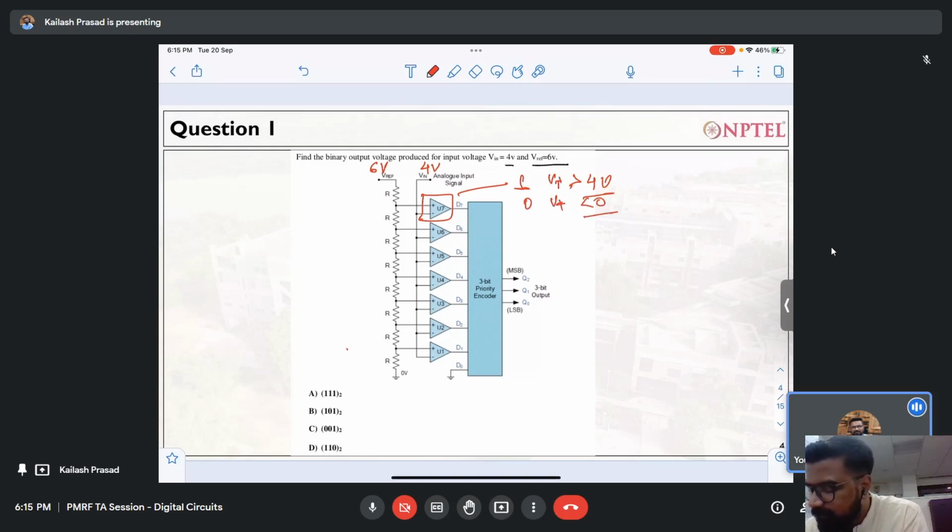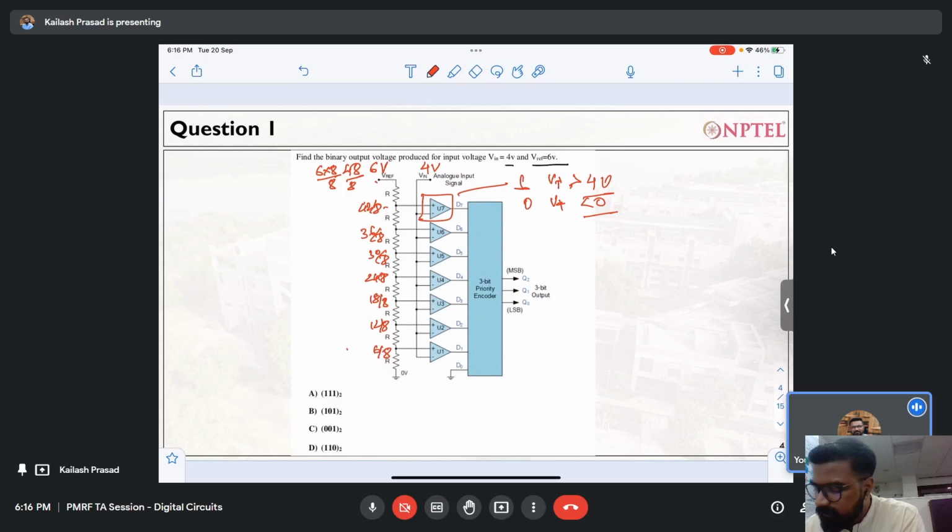Now what I have done is I have calculated the voltage over each node. This voltage I can represent as 6 into 8 by 8, because this will be 6 only, so I can write 48 by 8. For every other resistor divider, it will be one resistor lesser, so the voltage will drop like that. So this is 48 by 8, here it will be 42 by 8, similarly here it will be 36 by 8, then 30 by 8, 24 by 8, 18 by 8, 12 by 8, and 6 by 8.